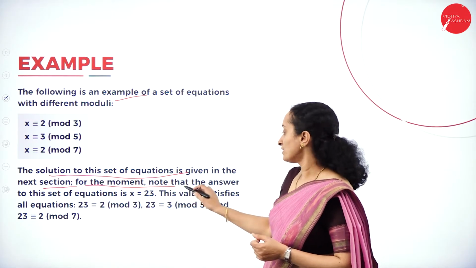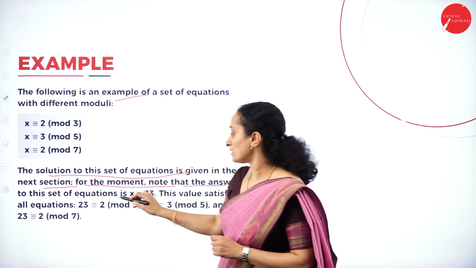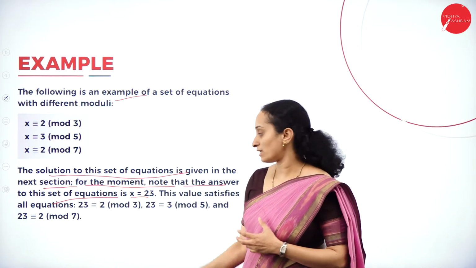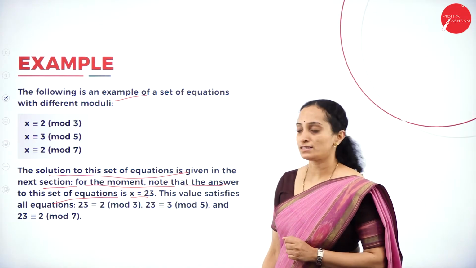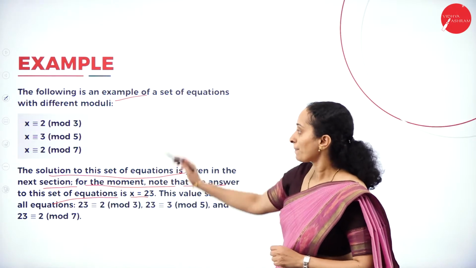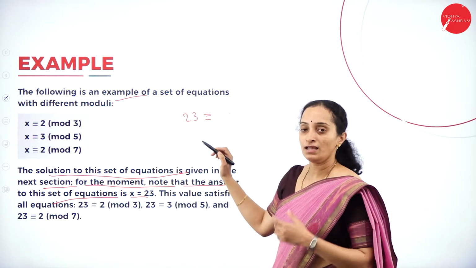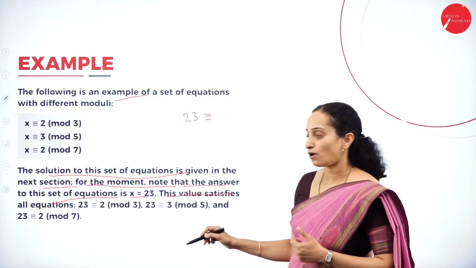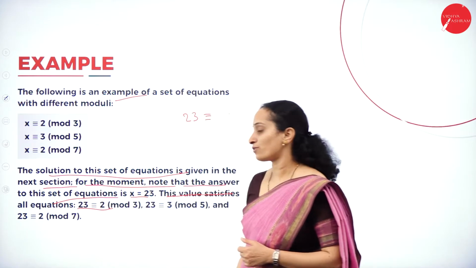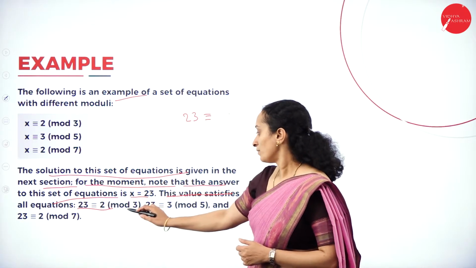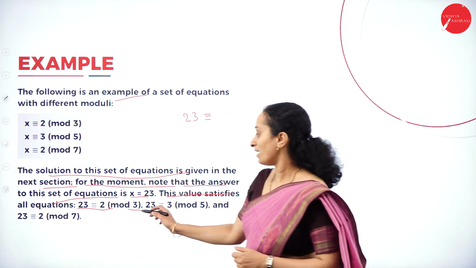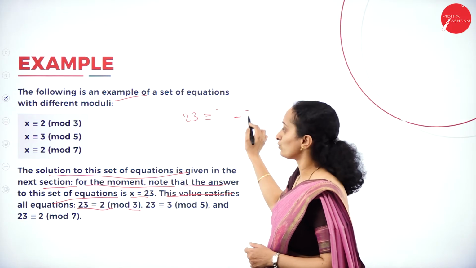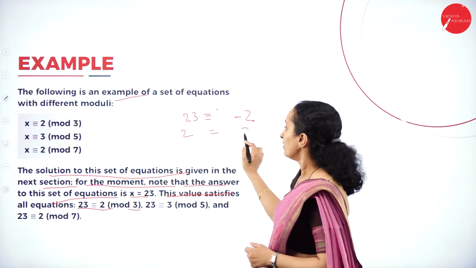For this moment, note that the answer to this equation is x equals 23. By calculation, we get the value of x, that is x equals 23. If you divide 23 by 3, you will get the remainder 2. This value satisfies all equations. 23 is congruent to 2 mod 3. So 23 mod 3 will give you the value 2, whereas 2 mod 3 also gives you the remainder 2.